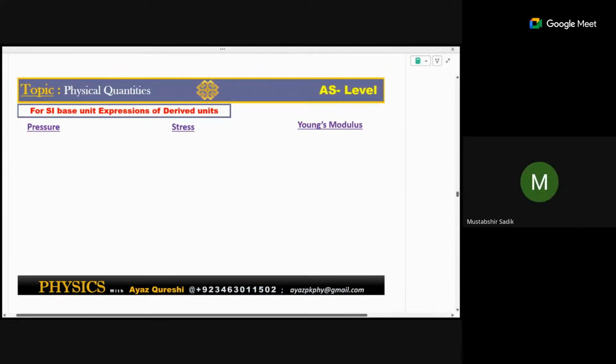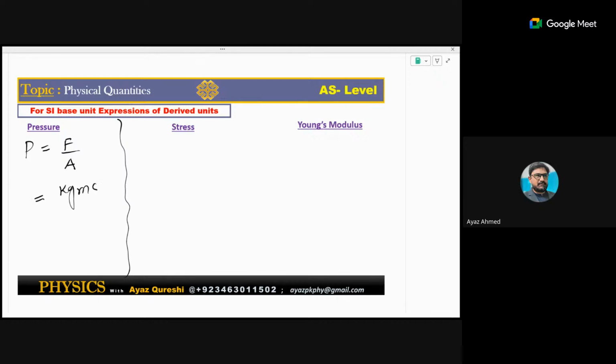For pressure, what is pressure actually? Pressure is force per unit area. So it will be kg m s minus 2 upon meter square, and that will give you kg m minus 1 s minus 2. So it is the same as for Pascal. You will have the same SI base unit for Pascal and for pressure.